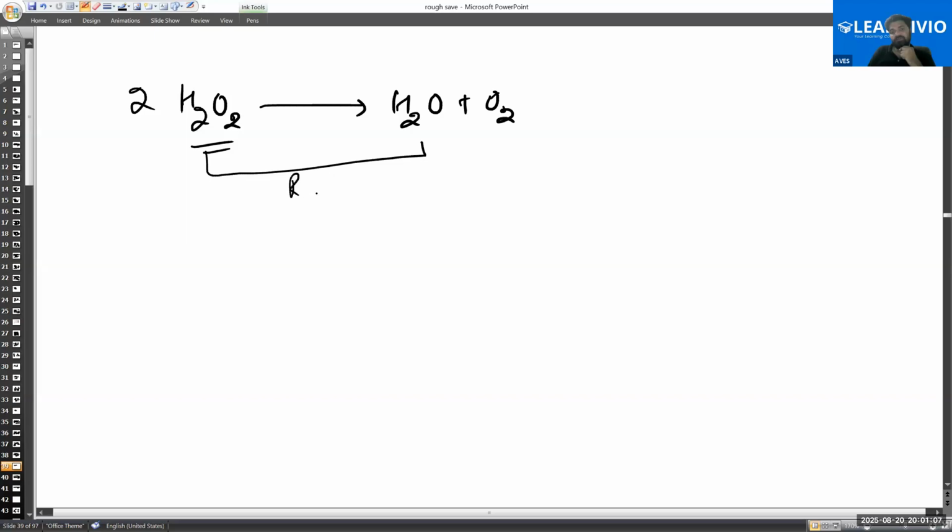Here, it is reduced because the oxygen has been removed from here. And here you see that hydrogen has been removed from this portion. So it is oxidized. So the same substance can be oxidized as well as reduced. Such type of reaction is called disproportionation. Disproportionation reactions are those reactions in which the same substance is oxidized and reduced. Got it? समझ आया? Yes, sir.